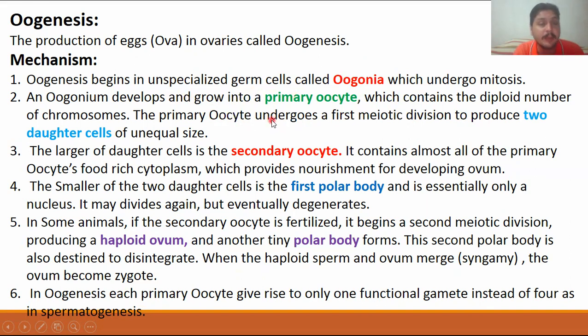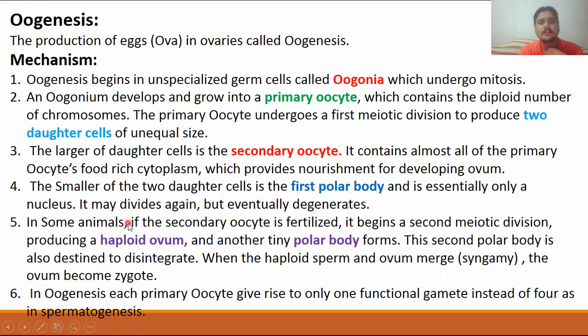and like primary spermatocyte, the primary oocyte also changes into two daughter cells, but these daughter cells are different from the primary spermatocyte daughter cells, because these cells are unequal in their size. The one is larger in size, named the secondary oocyte, and the second one is smaller in size. This is known as a polar body. The secondary oocyte consists of rich cytoplasm, which contains different nutritive media for the developing ovum, or you can say egg.